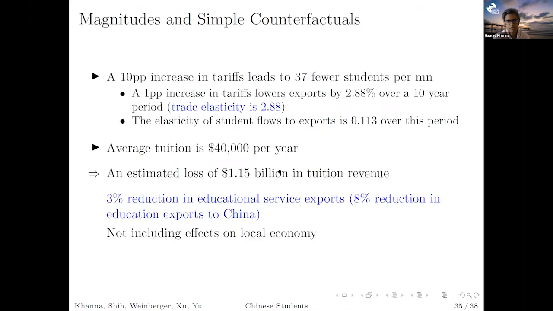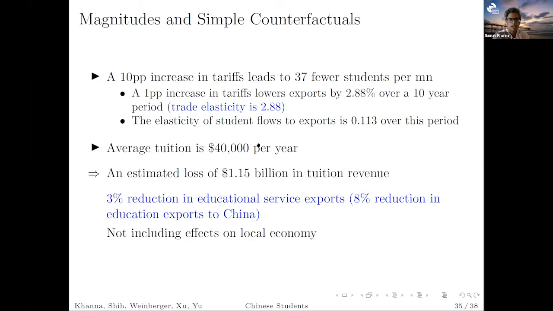So how big are these effects? What we can do is take the current increase in tariffs that happened because of the current trade wars, and do a counterfactual exercise, right? Now that we have these elasticities, we know how a change in tariffs affects a change in exports, and then how a change in exports affects the flow of students. We can do this counterfactual exercise where we go the other way around and say, okay, now that the US government increased these tariffs for Chinese products, how will that affect student flows?